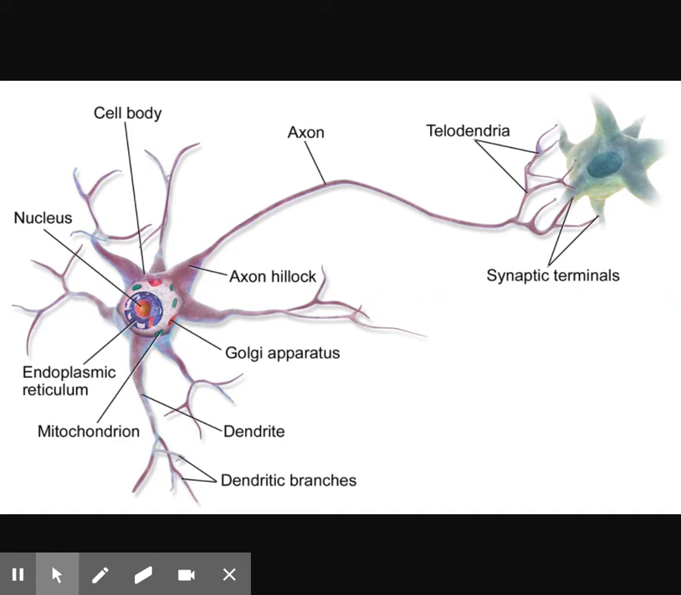The lipid layer is sandwiched in between two phosphate layers, and so the interior of the membrane is hydrophobic. It doesn't like water. It also doesn't like any polar substances. So polar substances and ionic substances cannot cross the membrane due to the fact that this lipid region does not like them.